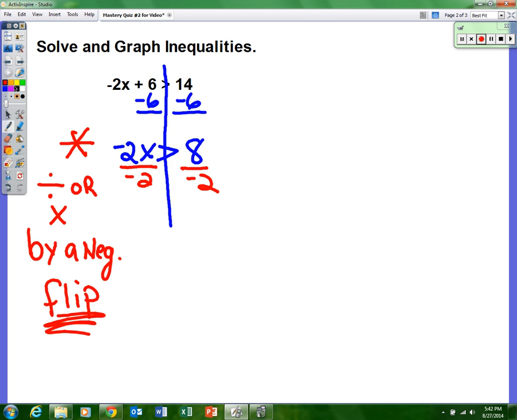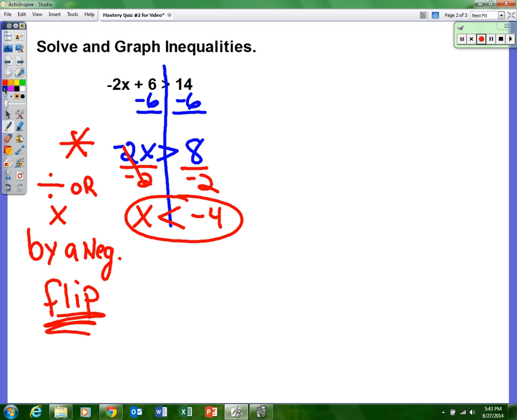So the inequality is going to now be pointing to the left. It's going to be less than. The negative 2's cancel, and we're left with x. 8 divided by negative 2 is negative 4. So x is less than negative 4.